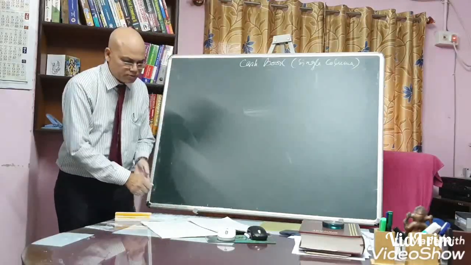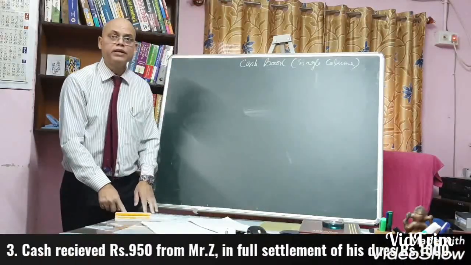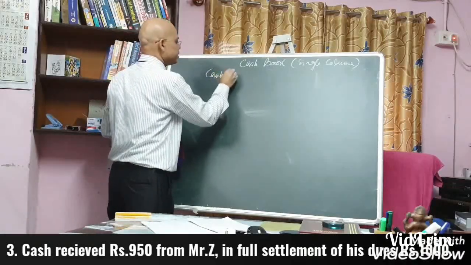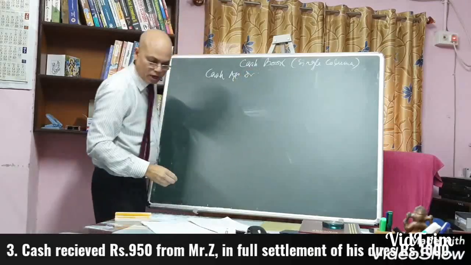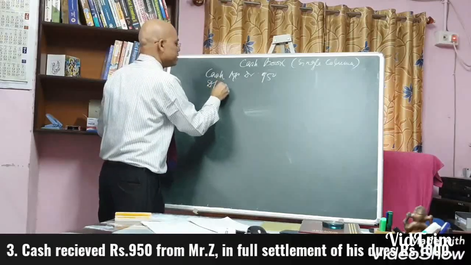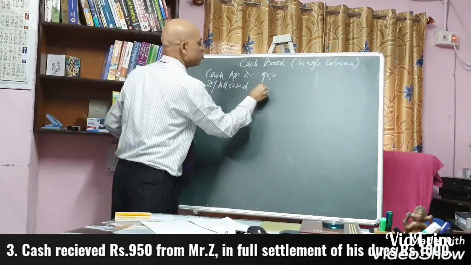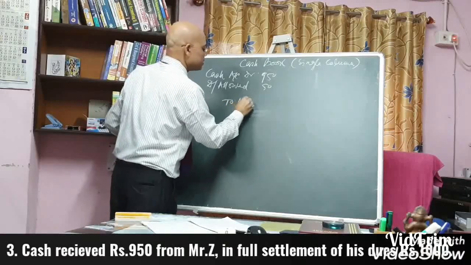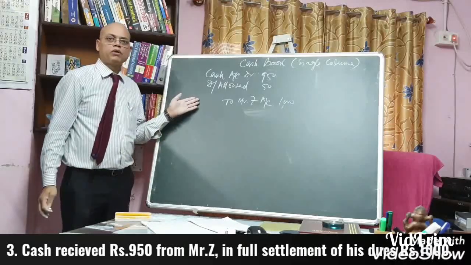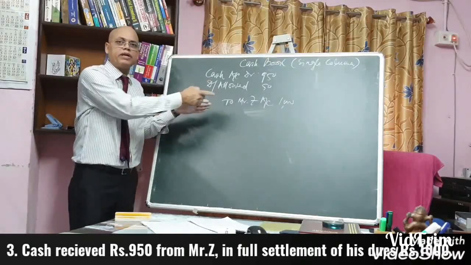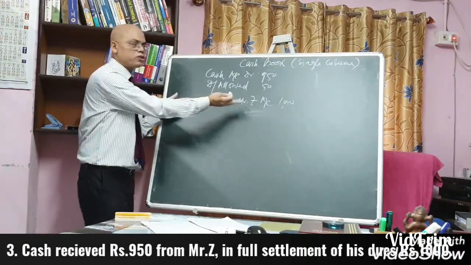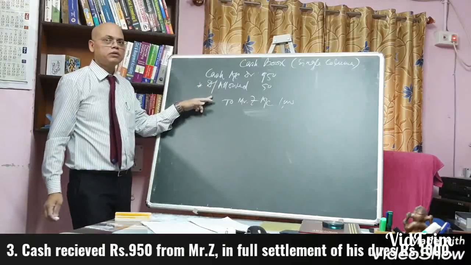Next, suppose cash received rupees 950 from Mr. Z in full settlement of his debt rupees 1000. You have got cash account debit. How much? You have got 950 from Mr. Z, and you have allowed him discount allowed rupees 50 to Mr. Z account 1000. See, you have got rupees 950 in full settlement of due from Mr. Z rupees 1000, that is 50 rupees you have got discount.